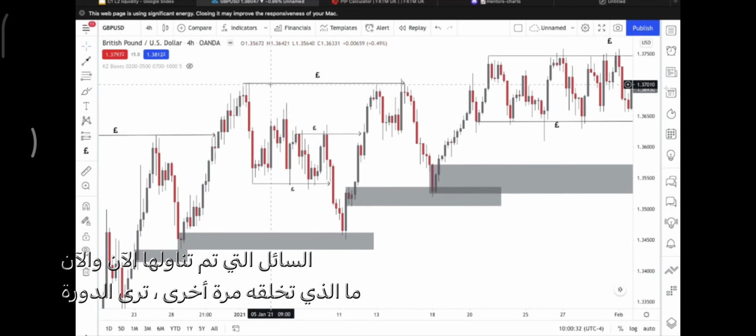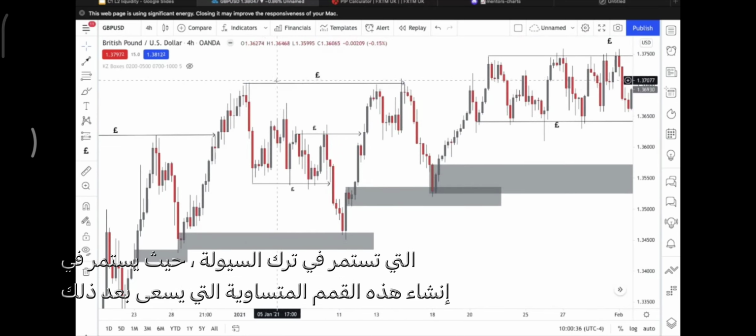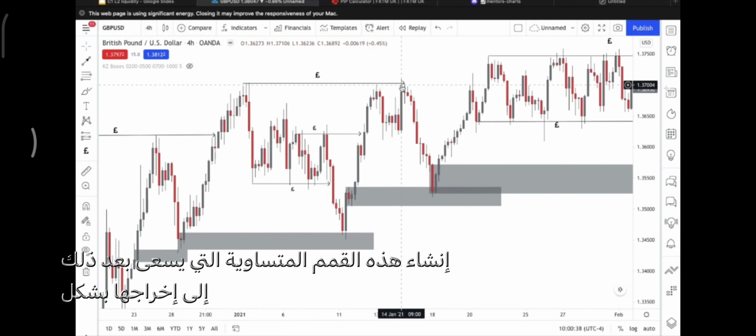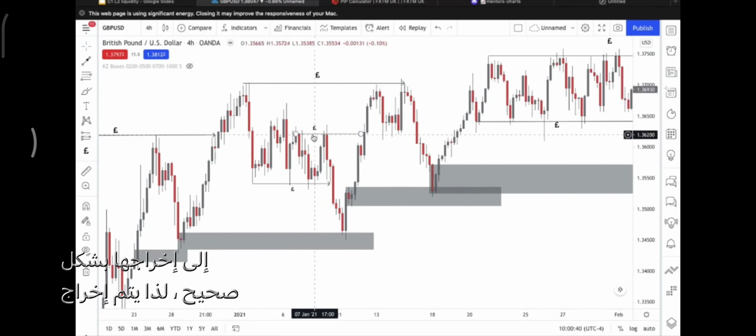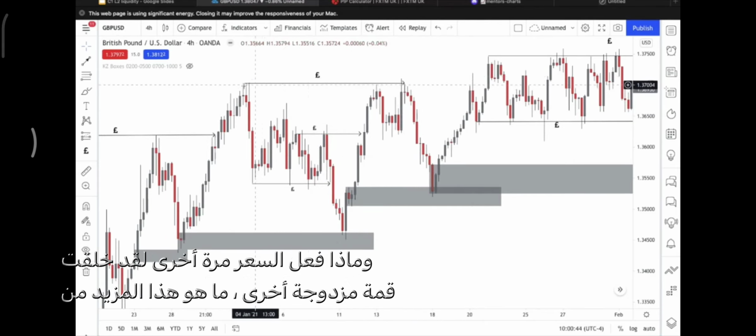And now what does it create? Again, you see the cycle. It keeps leaving liquidity. It keeps creating these equal highs that it then seeks to take out, right? So this double top is now taken out. And what did price do again? It created another double top. What is this? More liquidity.